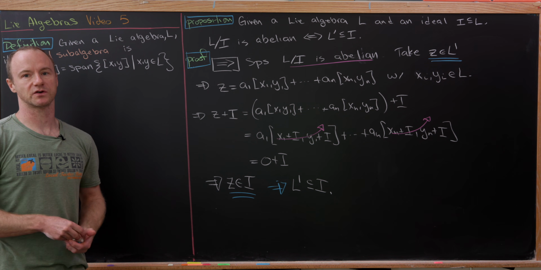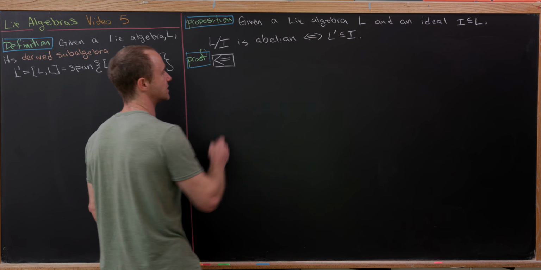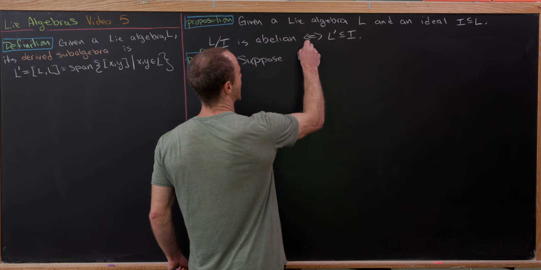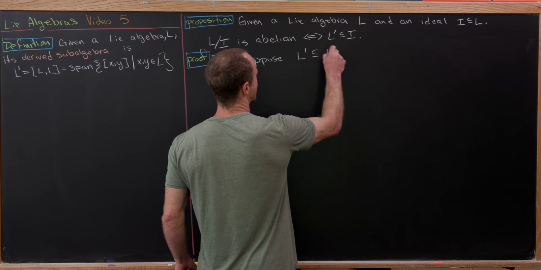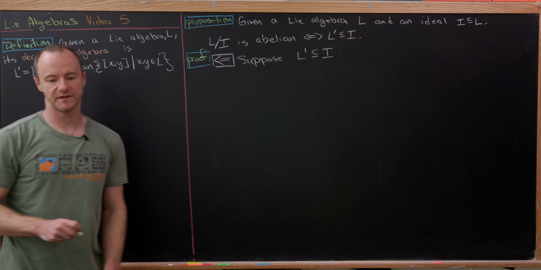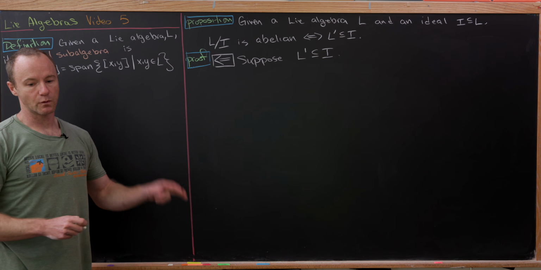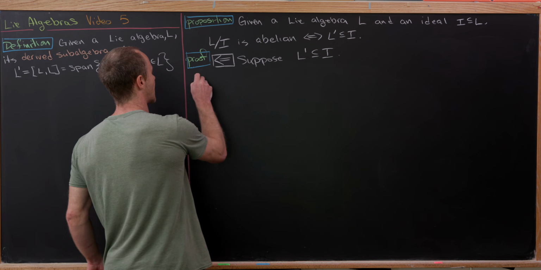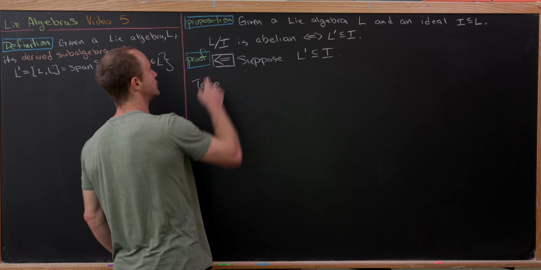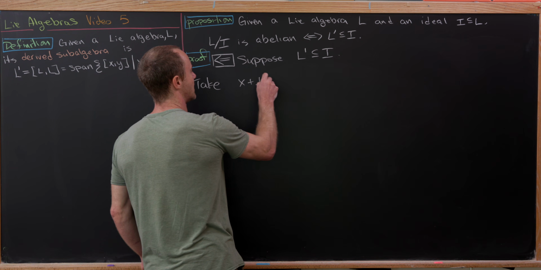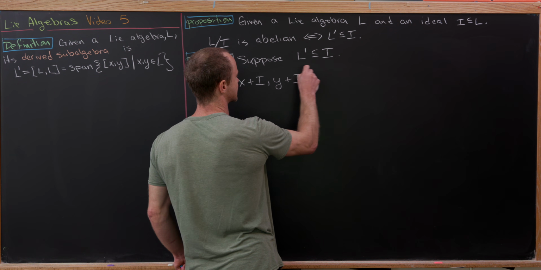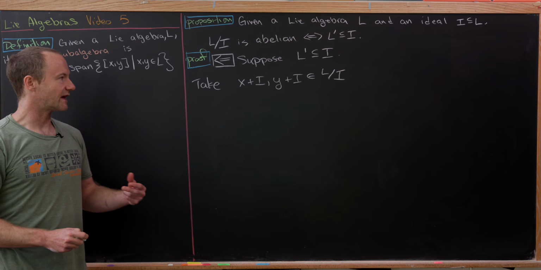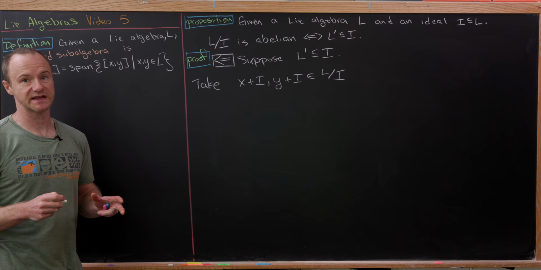Now let's move on to the reverse direction. So let's suppose that we have L prime, the derived subalgebra, is a subset of this ideal I. And then what we want to do is show that L mod I is abelian. So how do we do that? We're going to take two elements of L mod I, maybe x plus I and y plus I. Those are elements of L mod I. And now we'd like to take their bracket and we'll hopefully get 0.